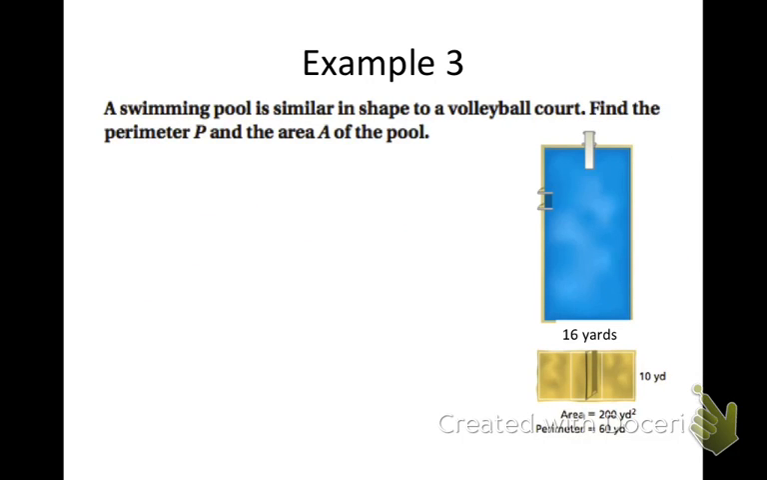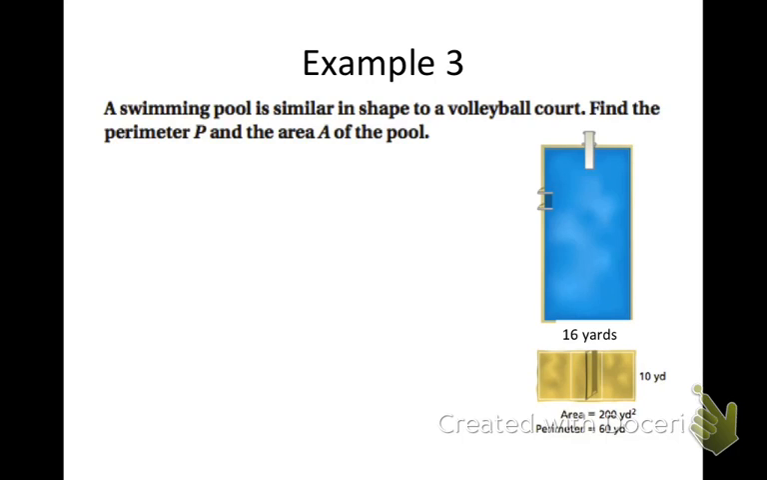So we can set up what we know and relate the fact that our perimeters are equivalent to the ratio of the side lengths to find a missing quantity. So what we're going to do, it says the swimming pool is similar to the shape of a volleyball court, and you can see the picture there. So the swimming pool has a width of 16 yards, no other dimensions on it. The volleyball court has a width of 10 yards, but we're given the area of the volleyball court and we're given the perimeter of the volleyball court. So we're going to use what we know between these two figures.